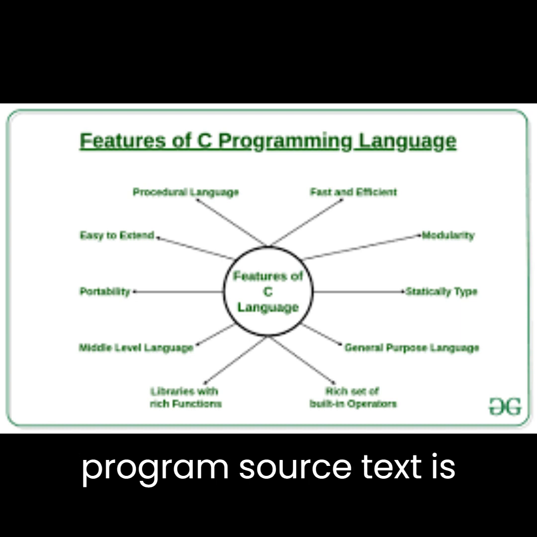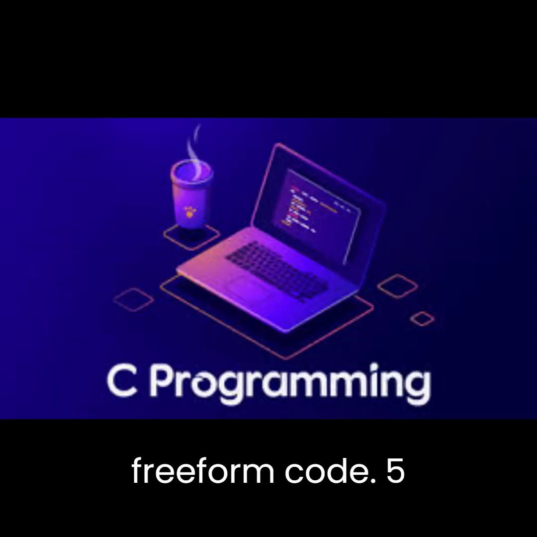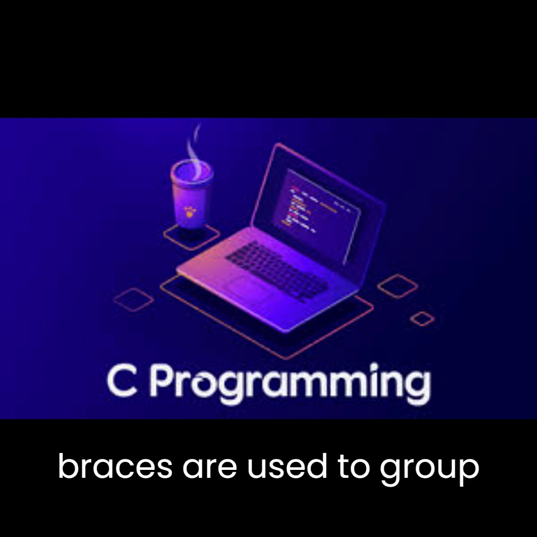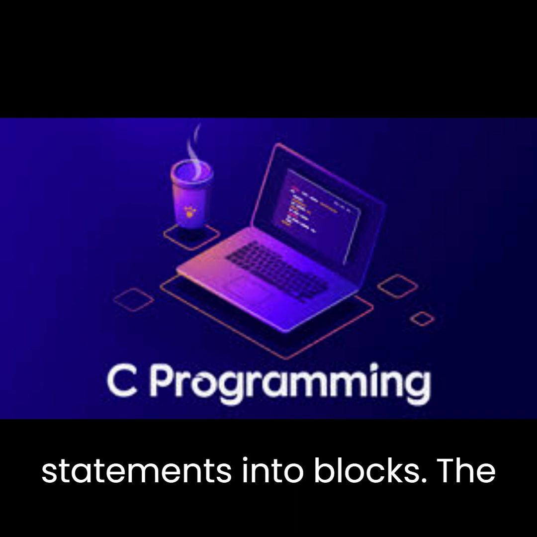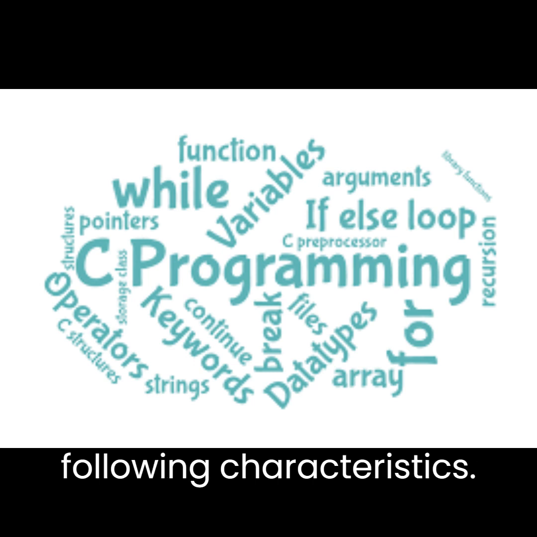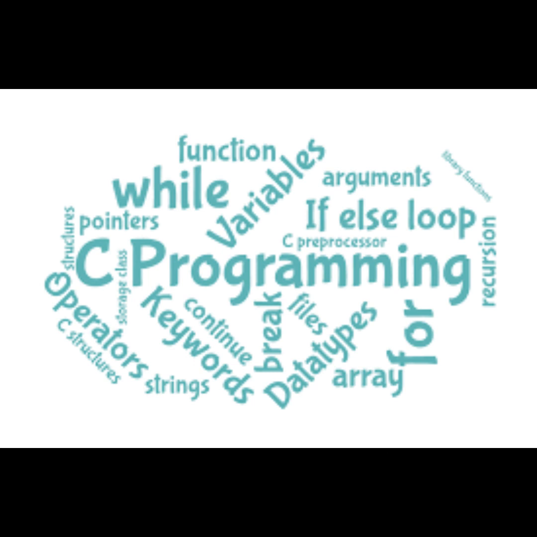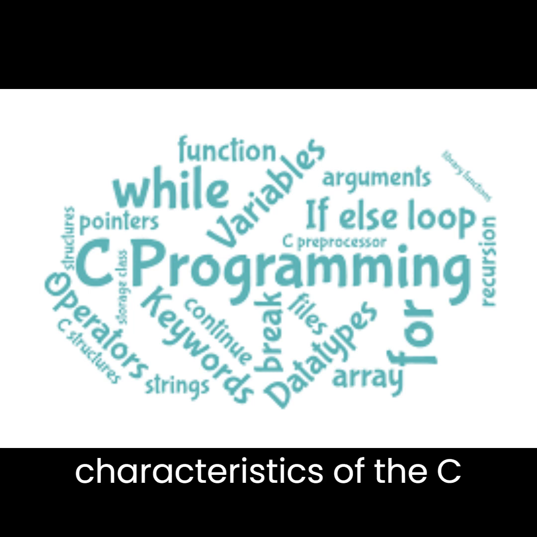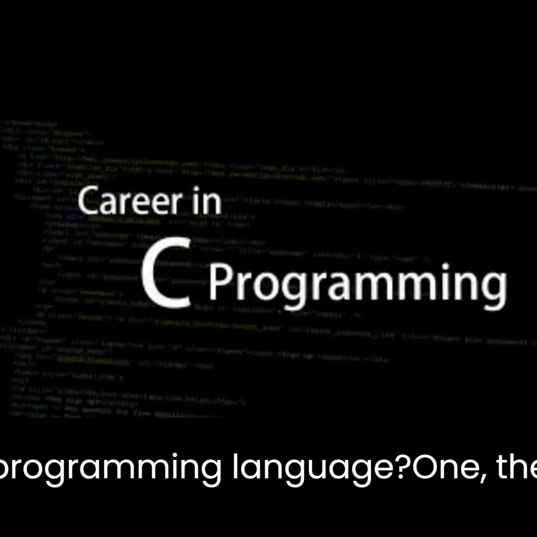4. C program source text is free-form code. 5. Semicolons terminate statements, while curly braces are used to group statements into blocks. The C language also exhibits the following characteristics. Question 3. What are the characteristics of the C programming language?